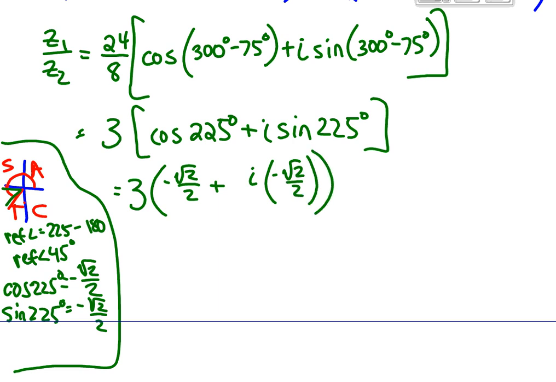And then I'm going to distribute my 3, and so this is equal to negative 3 the square root of 2 over 2. And then when I distribute and multiply, and I'm going to put the i in the back now, 3 times this negative square root of 2 over 2 is minus 3 the square root of 2 over 2. And then I'm sitting my i kind of in the middle of that fraction part. So that is finding the product and the quotient of these in trigonometric form.